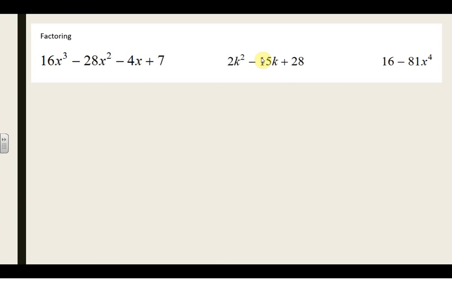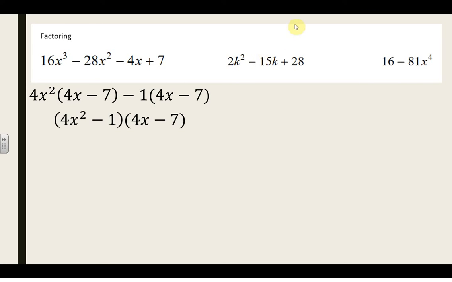Factoring, just because I feel like we need it: make sure you know how to factor by grouping. What can we take out of the first two? 4x squared. What can we take out of the next two? Negative 1. Leaving that. Don't always think that you're done. What is 4x squared minus 1? Difference of perfect squares. So you factor that. It looks like that.